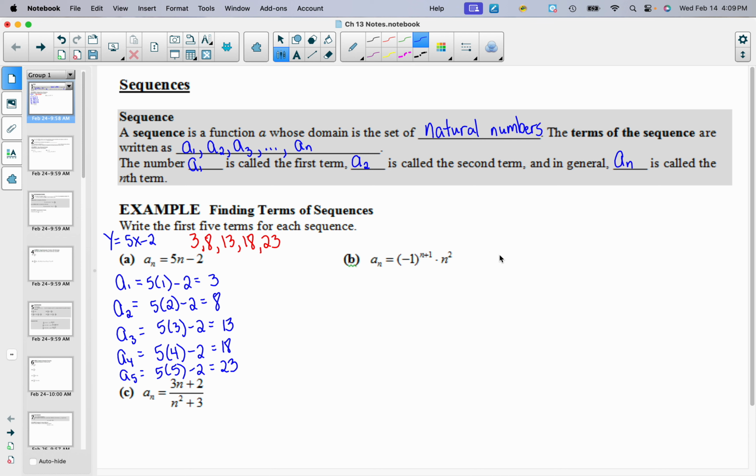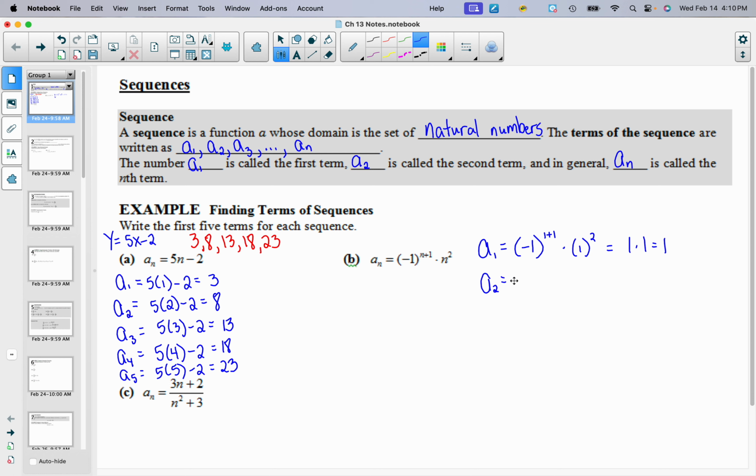So on part B, it looks a little more complicated, but we start off the same way. To find a sub 1, remember you're letting the n equal 1. So I have negative 1 to the 1 plus 1 power times 1 squared. So negative 1 to the second power, negative 1 squared, is a positive 1, times 1 is just 1. So the first term in my sequence is 1.